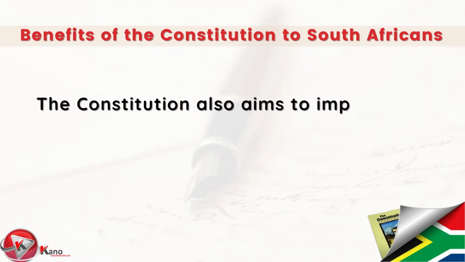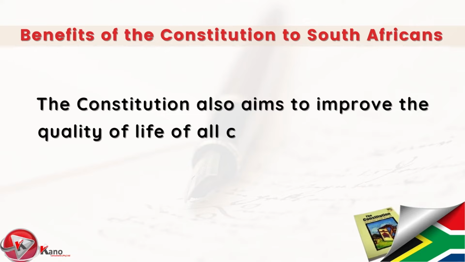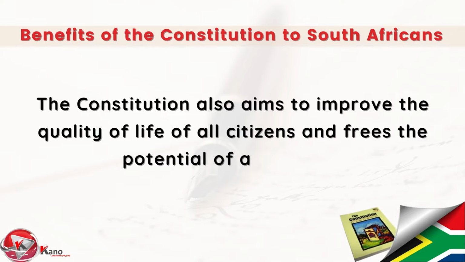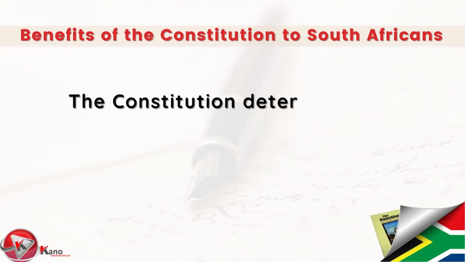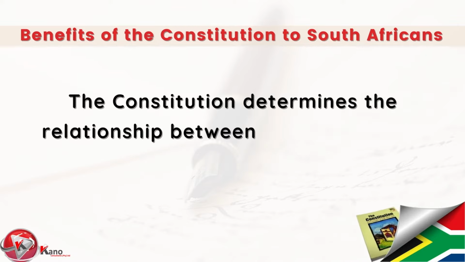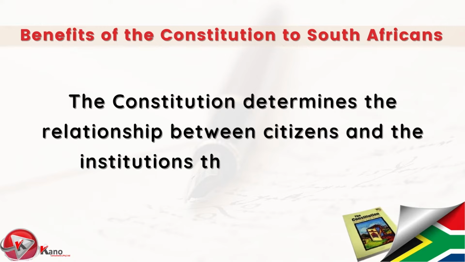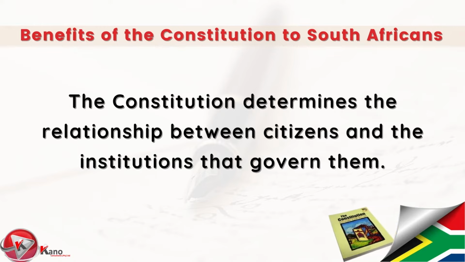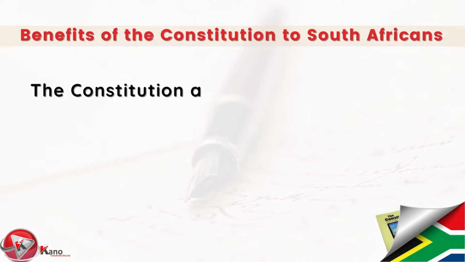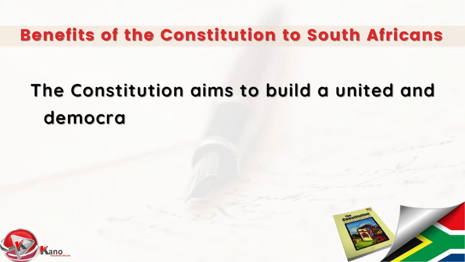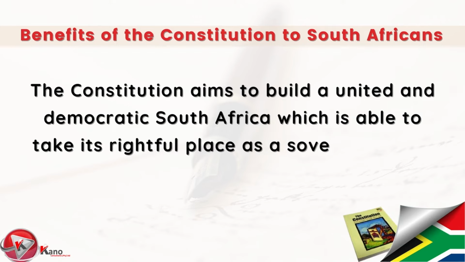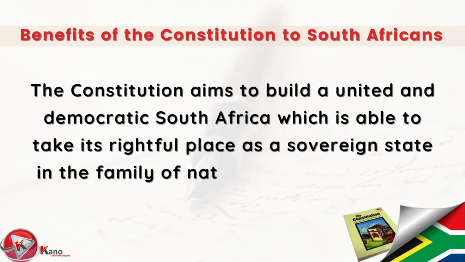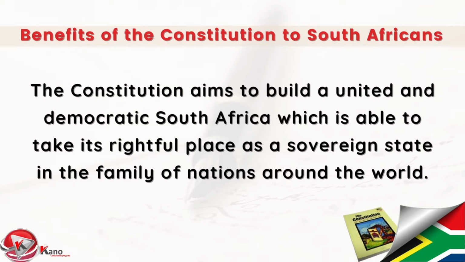The Constitution also aims to improve the quality of life of all citizens and frees the potential of all people. Furthermore, the Constitution determines the relationship between citizens and the institutions that govern them. Lastly, the Constitution aims to build a united and democratic South Africa, which is able to take its rightful place as a sovereign state in the family of nations around the world.